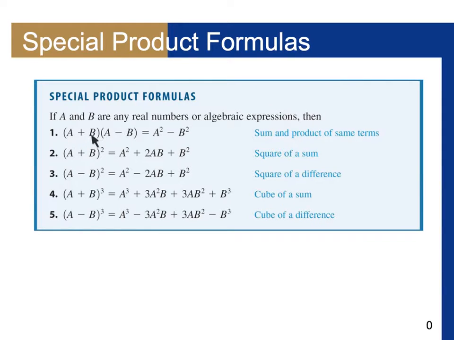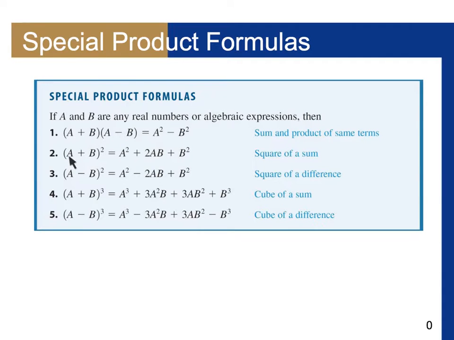So here's some of our special product formulas. If you take a plus b times a minus b and FOIL that, you get a squared minus b squared. Basically, your outside-inside terms cancel, so minus ab is outside and plus ab is inside. We call this a difference of squares. So a plus b times a minus b is a squared minus b squared.